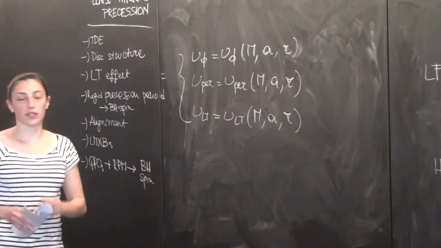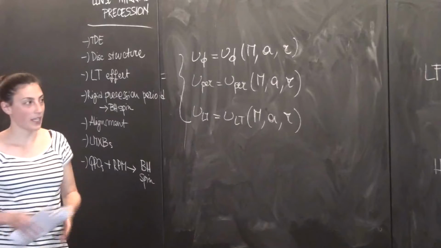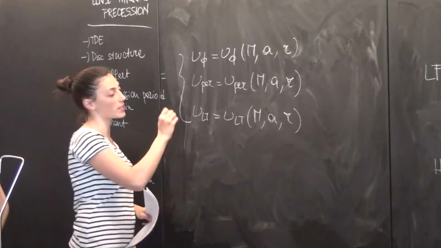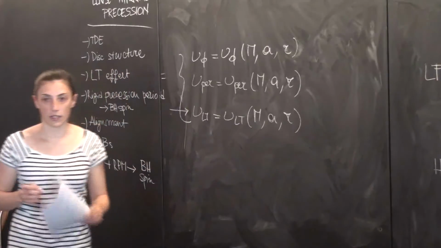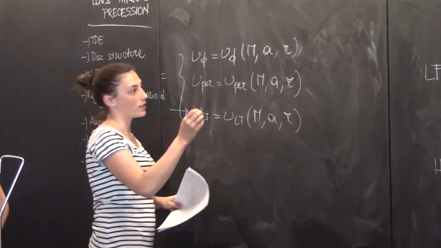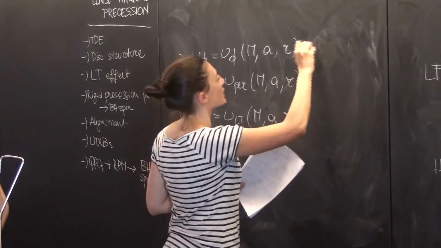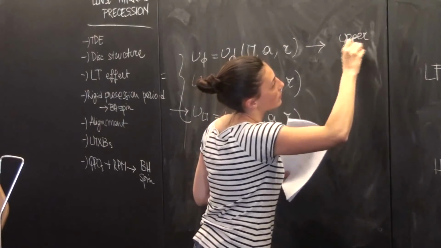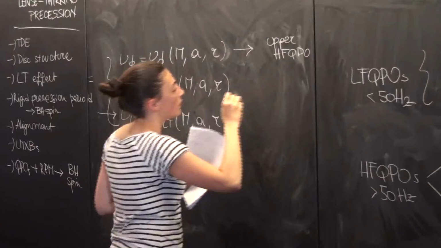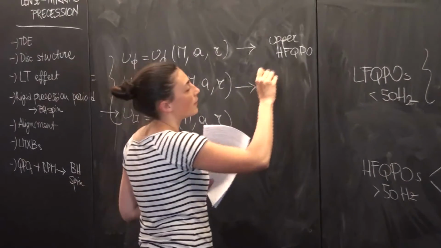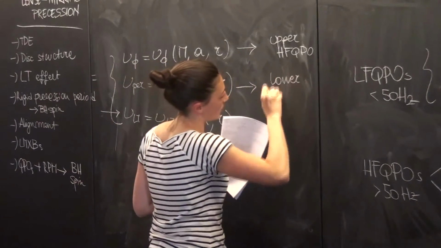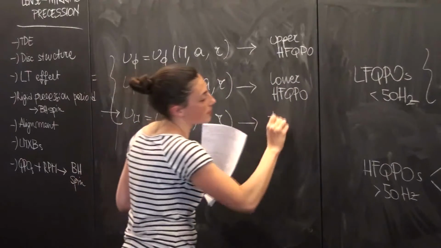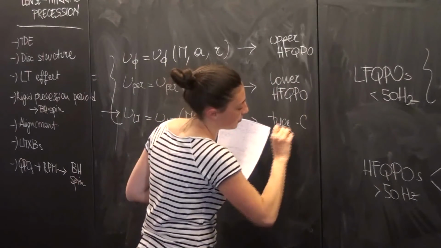However, for some sources we don't have an independent mass measurement anyway. So what we can do is to just consider this equation, and that's what I did. I forgot to say something: this is associated with the upper high frequency QPO, according to the RPM. This is the lower high frequency QPO, and this is associated to the type C QPO.